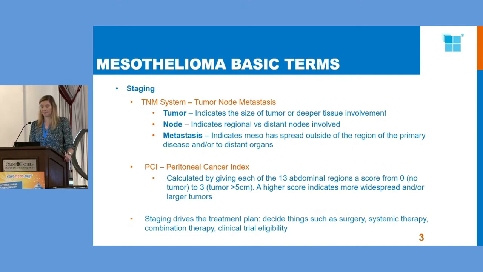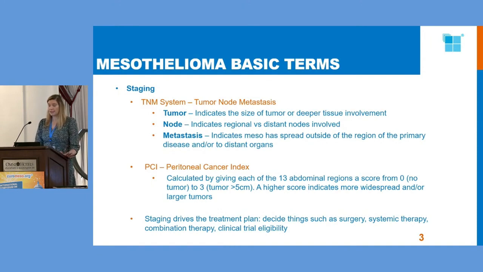So together, you all get a TNM staging, which then basically gives us whether it's a 1, 2, 3, or 4. For peritoneal, you might actually see a PCI, or a peritoneal cancer index, which is a score that's calculated by giving each of the 13 abdominal regions a score from 0 to 3. 0 being no tumor, 3 being the tumor greater than 5 centimeters. They add it all up together, and so a higher score indicates that there's more widespread or larger tumors.